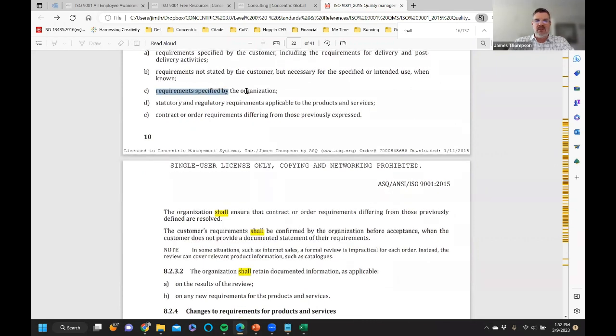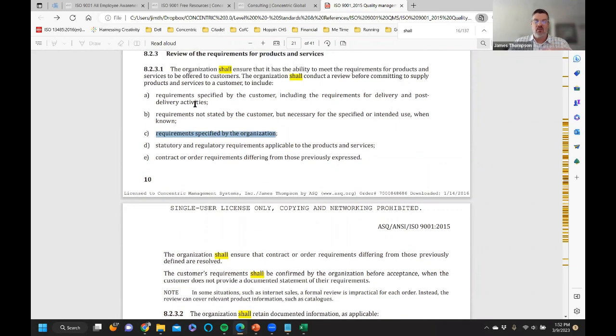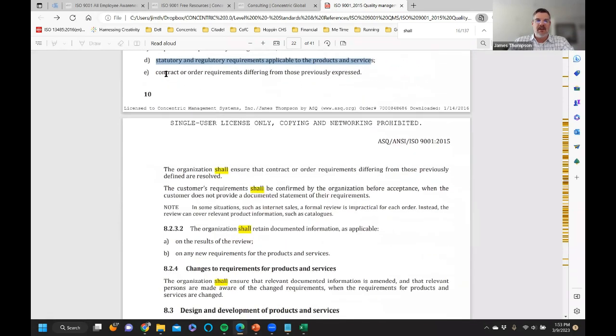What about requirements specified by the organization internally? In your engagement with the customer, what are internal requirements that need to be applied to them? Getting things in writing might be one. Any statutory and regulatory requirements that are applicable to the products and services, contract or order requirements that differ from those previously expressed.